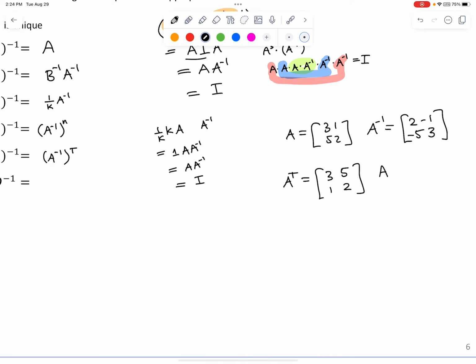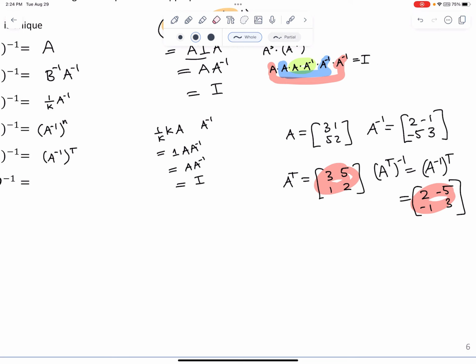According to what we're saying, if I define the inverse of the transpose, I simply need to do the transpose of the inverse. So just do the transpose of this matrix here. The first column will be 2, negative 1, and the second column will be negative 5, 3. And the claim is that these two matrices are inverses of each other.